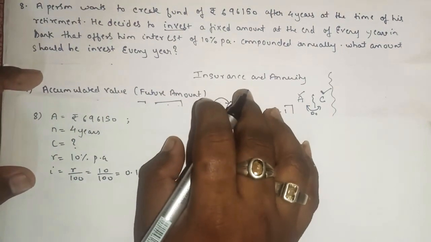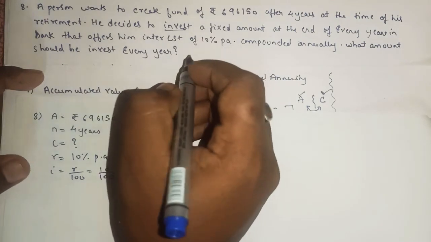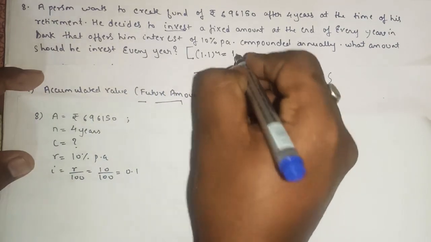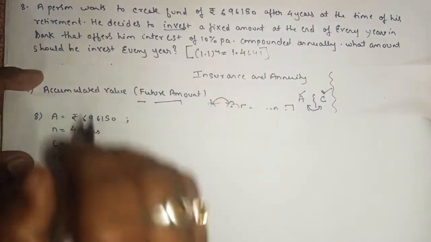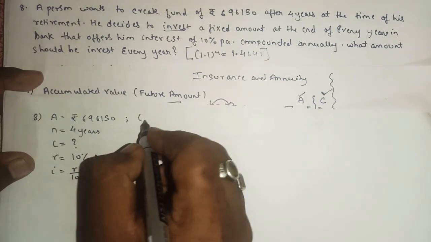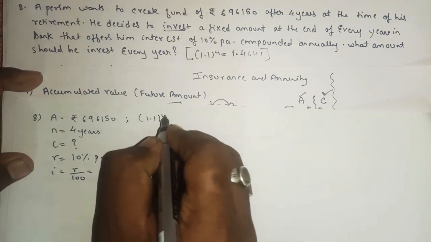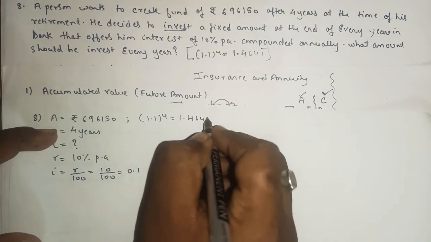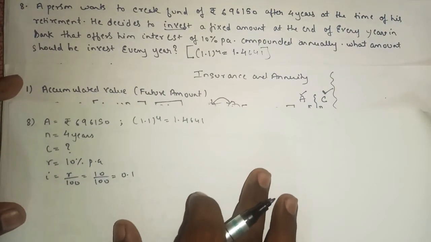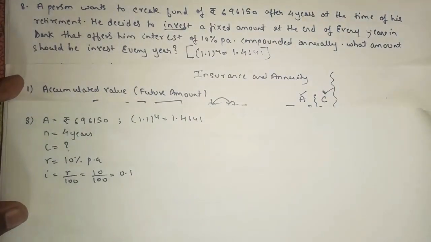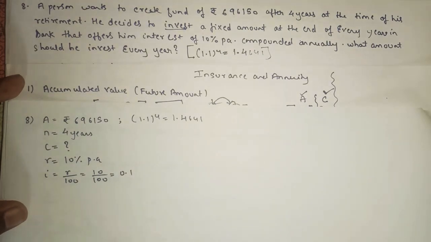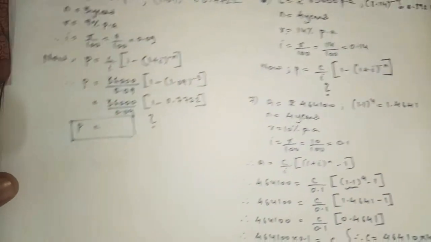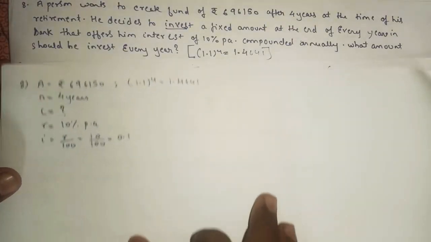For this sum also we have the value which is given in the textbook, that is 1.1 raised to 4, which is 1.4641. So here we have the value of 1 plus i to the power n, that part, yes or no. Again you will apply the formula of accumulated value. Just now we saw how to tackle the sum when you have A and you have to find C. The same thing you will do here also.